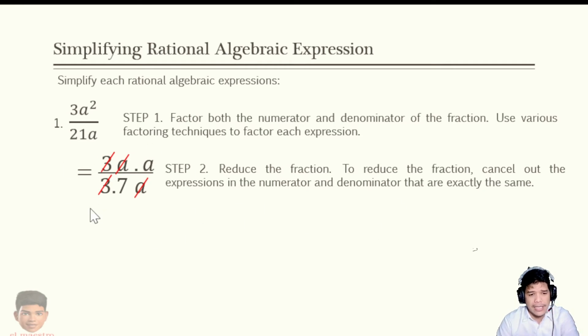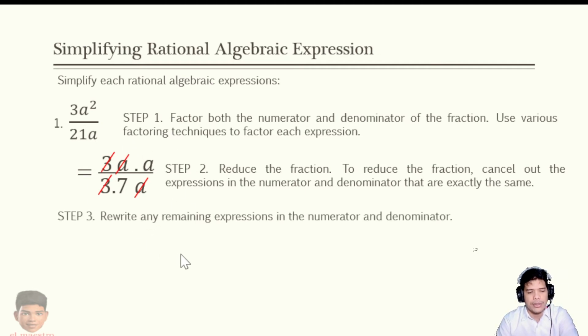You double check, class, if baka meron pa na nakaligtaan natin. Okay? In this case, wala na. Then, proceed to step number 3. What does step number 3 say? Sabi niya, rewrite the remaining expression, numerator and denominator. So, i-rewrite natin. So, that is equal to, ano yung natira sa numerator?